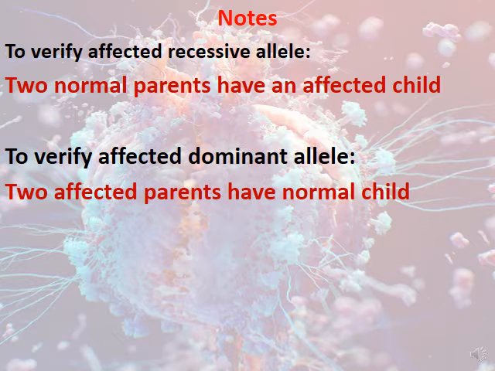Or if you want to verify that the allele of the disease is dominant, what do you do? You have to look for two affected parents who have a normal child.